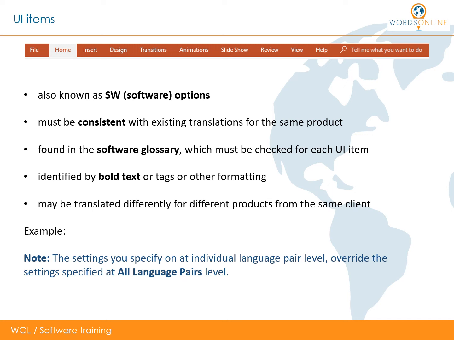Have a look at the blue text on screen. You can see that bold is used both to highlight the word note, but also all language pair letters. This isn't for emphasis on the second example, this shows that it is a UI item. Tags may also be used to show UI items.